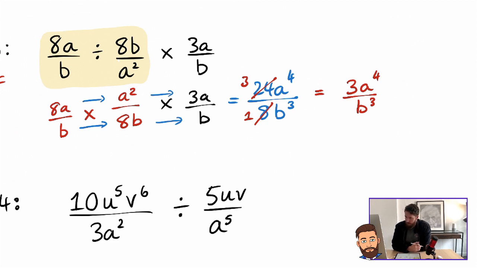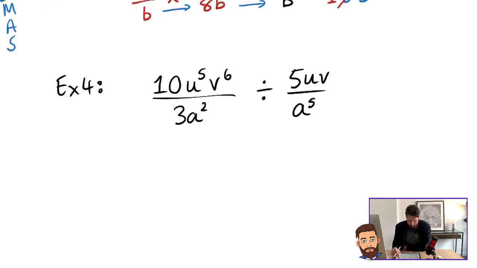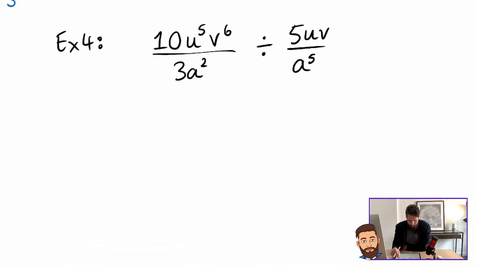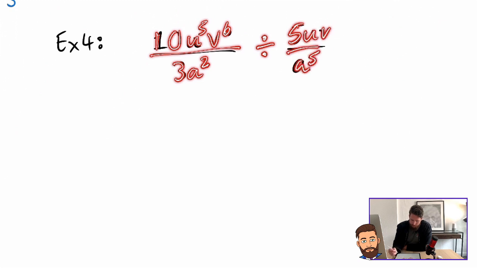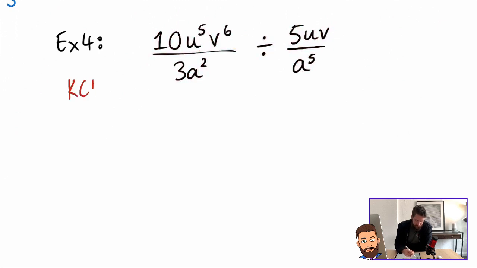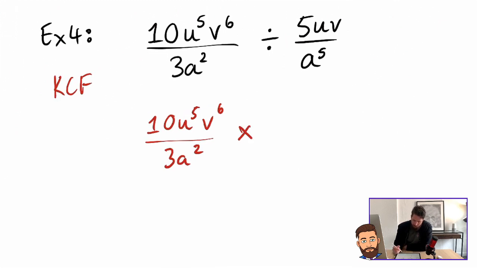Okay. So moving on to example 4. We're going to do 10u to the power 5 v to the power 6 divided by 3a squared, all divided by 5uv over a to the power 5. So we're going to do the KCF. We're going to keep 10u to the power 5 v to the power 6 over 3a squared. We're going to change it to times, and we're going to flip. We're going to do the reciprocal, which would give me a to the power 5 over 5uv.